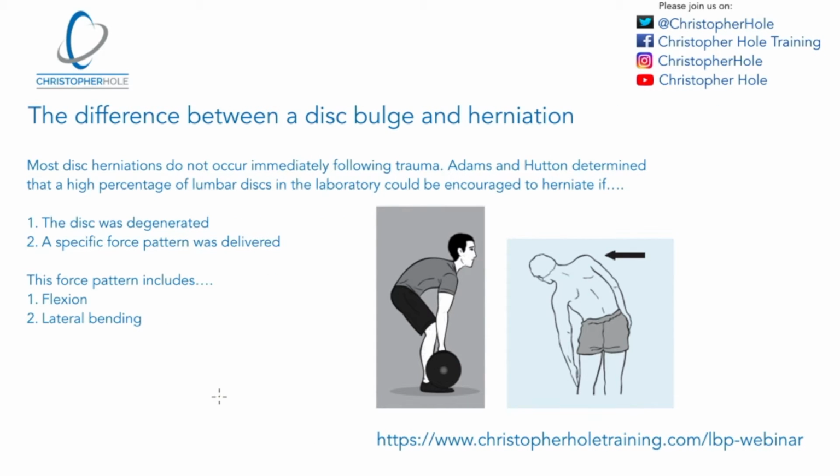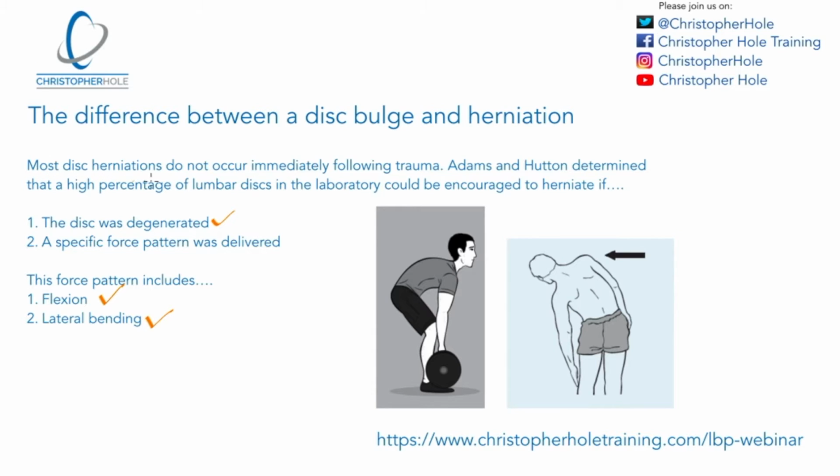The easy explanation for what's causing disc herniations and disc bulges comes down to movement patterns of spine flexion and lateral bending. And the only other part is when a disc becomes degenerative. So this is from a book called The Biomechanics of Spine Stabilization. It's the first edition by Benzel in 2001.